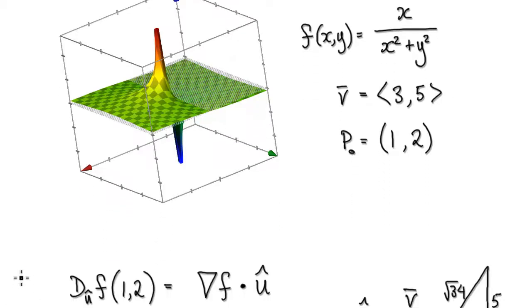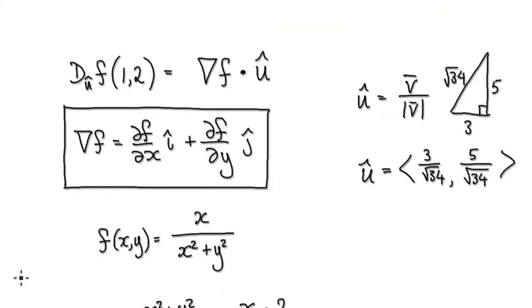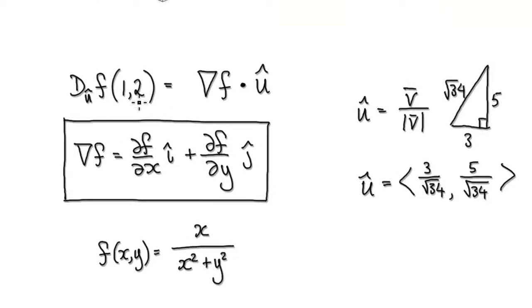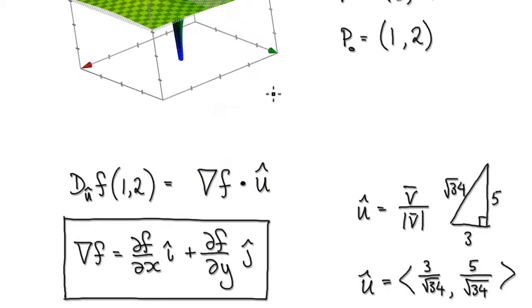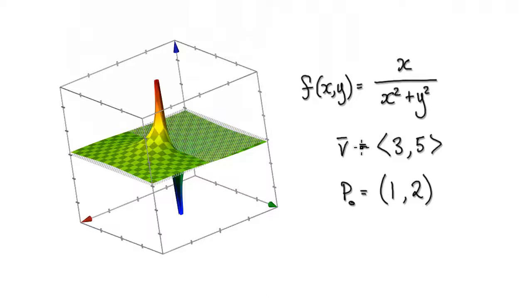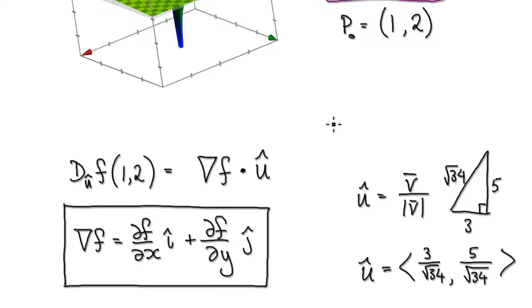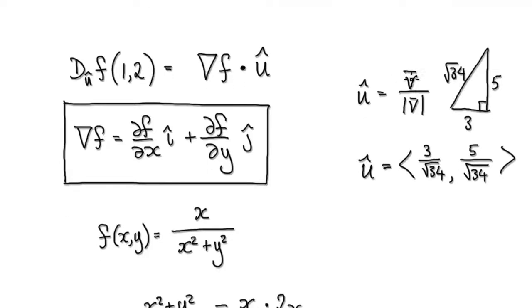Okay, so to do this, the directional derivative at this point is given by the dot product of the gradient vector with the unit vector. Looking at our vector, this is not a unit vector, so we've got to convert this into a unit vector. We get our vector divided by its magnitude. Its magnitude is root 34. So our unit vector is given by this.